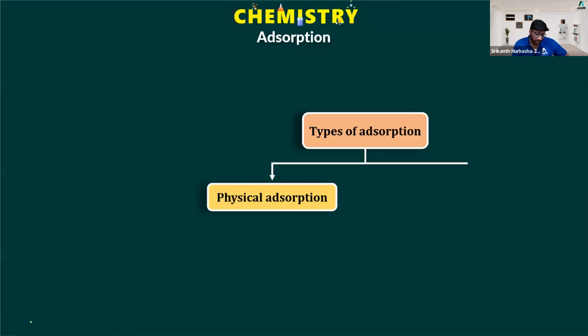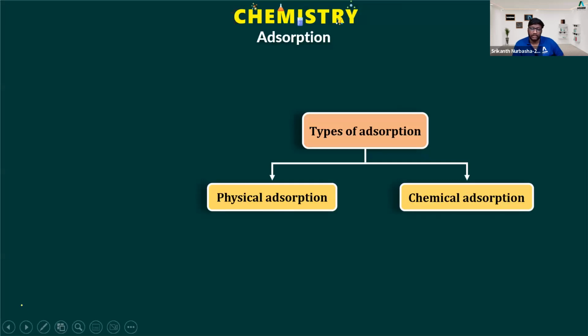Types of adsorption: physical adsorption as well as chemical adsorption. There are two types of adsorption. In physical adsorption, what is going to happen? The adsorbate molecules will develop just a van der Waals force of attraction with the adsorbent surface. Whereas in chemical adsorption, the adsorbate and adsorbent are going to form new bonds.